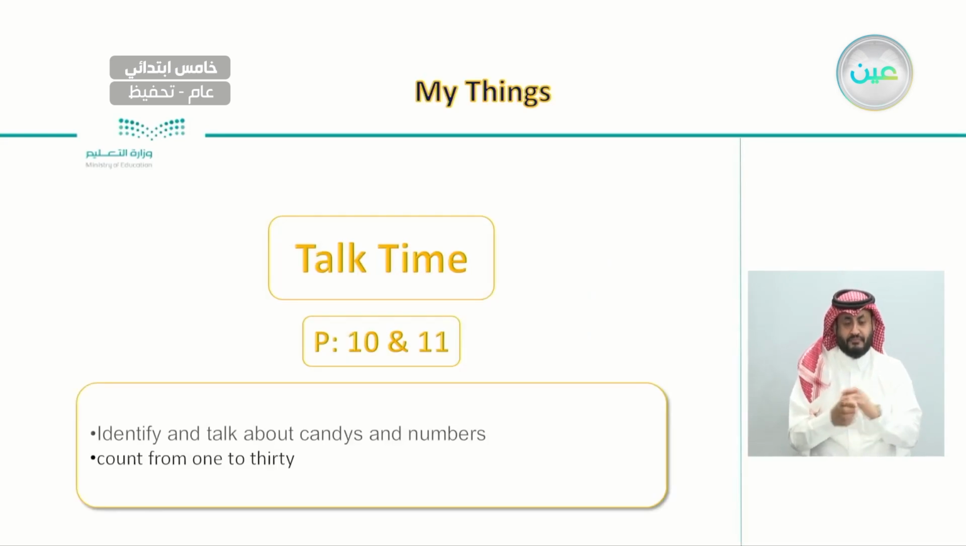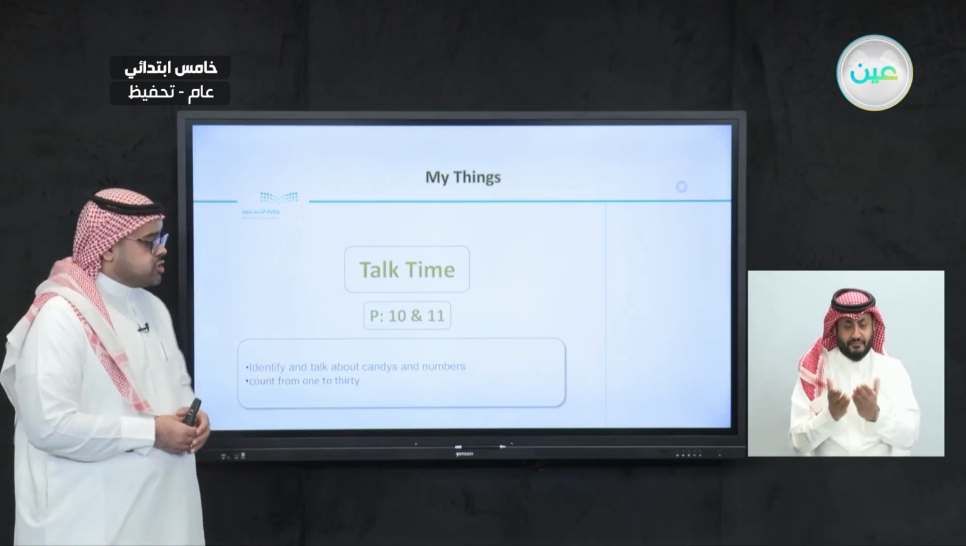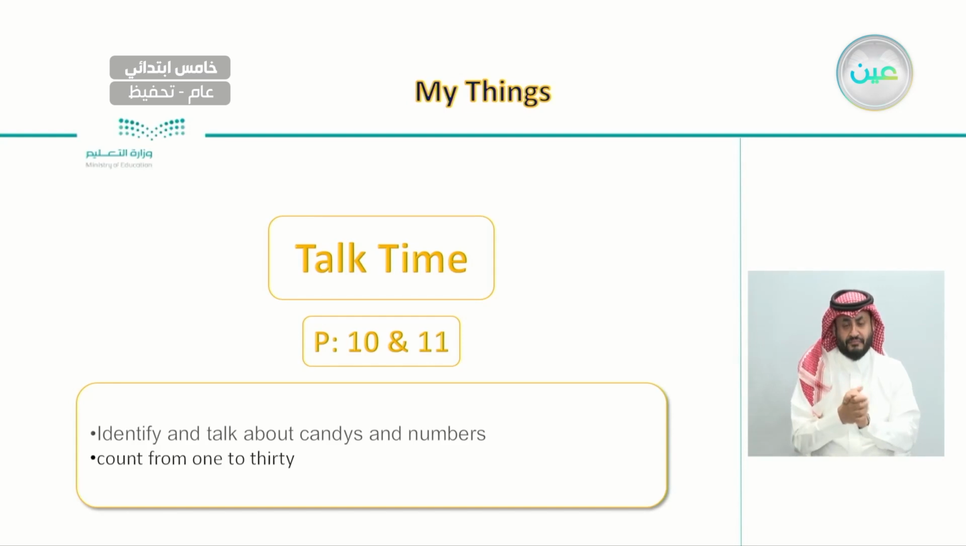The first lesson we had in this unit was called Talk Time, which can be seen on pages 10 and 11. And our goals in this lesson were to, number one, identify and talk about candies and numbers, and also to count from 1 to 30.